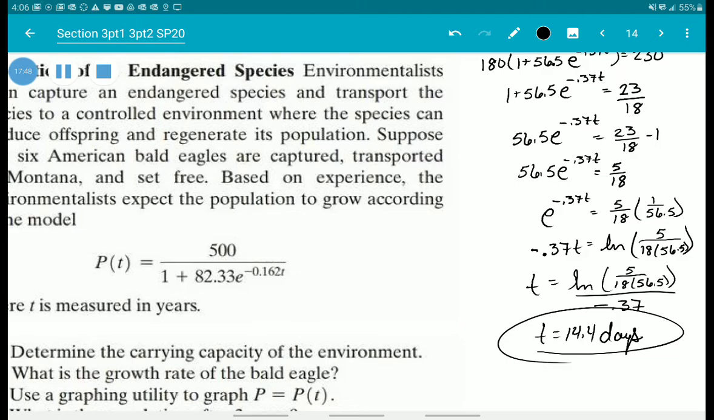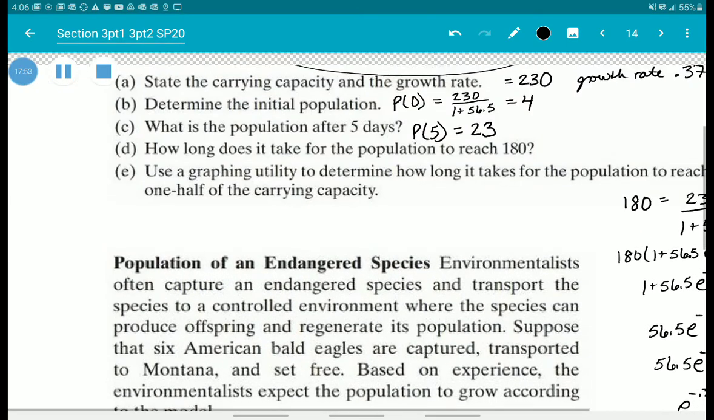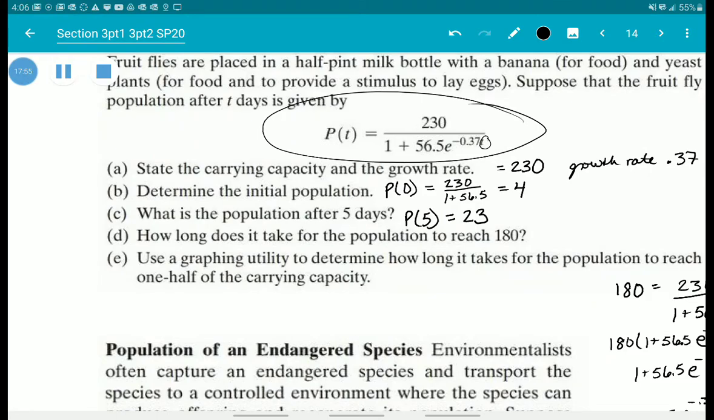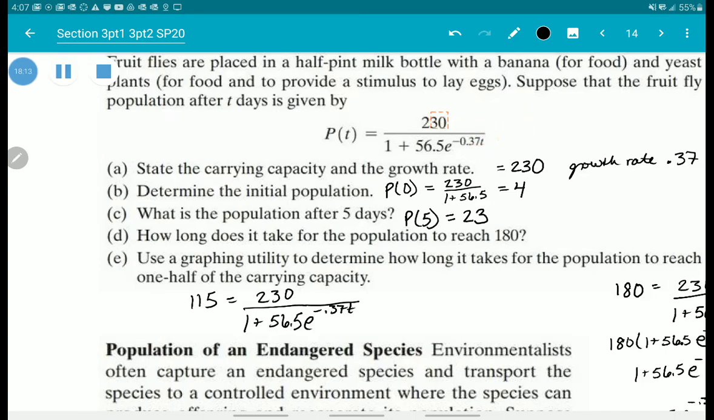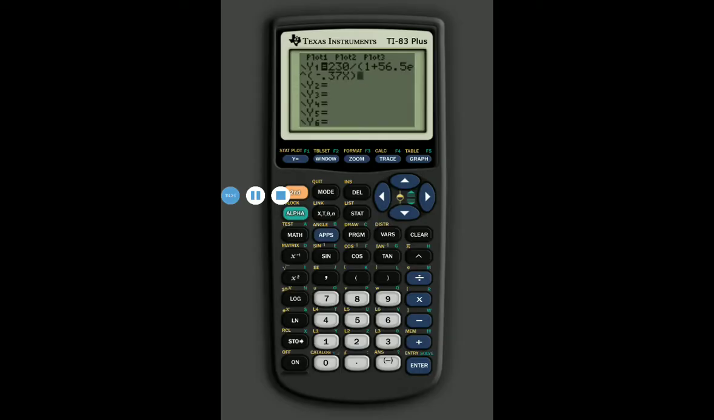So then E's asking us how long is it going to take for the population to reach 1/2 of the carrying capacity. The carrying capacity here is 230. Half of 230 is 115. So we need to set 115 equal to 230 over 1 plus 56.5 e to the negative 0.37t. So we could do this algebraically just like we did a minute ago. We could also do it in the calculator. So I'm just going to plug it into the calculator.